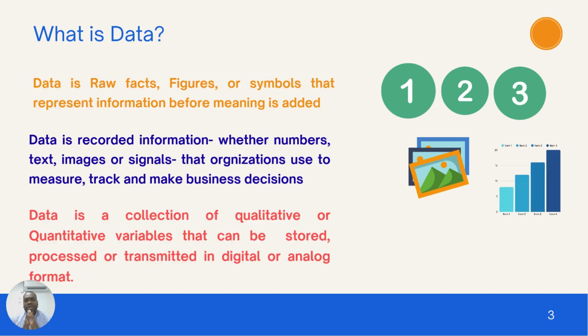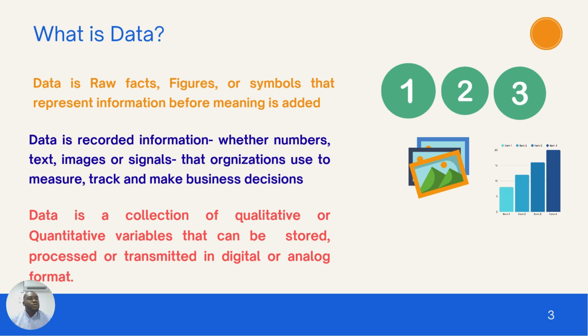So I'm going to give you three definitions. You have the basic definition, what I'll call the business definition, and then what I'll call the theoretical definition. In all three, they are all the same. There is no rule or fast way around what data is, because it's all around us. So my first definition, a general one, is that data is raw facts, figures, or symbols that represent information before meaning is added.